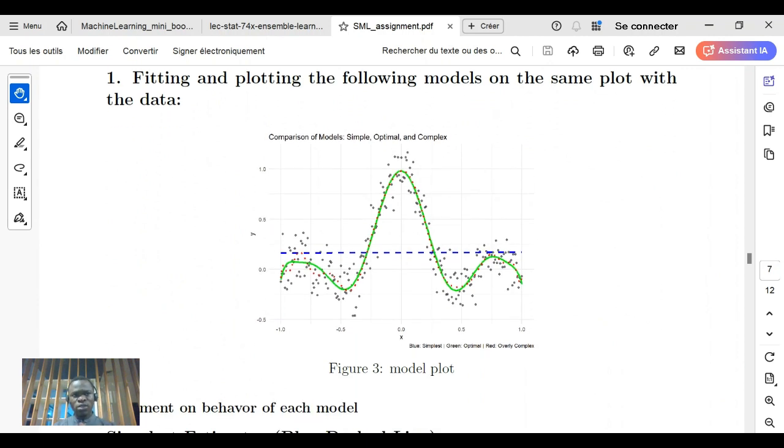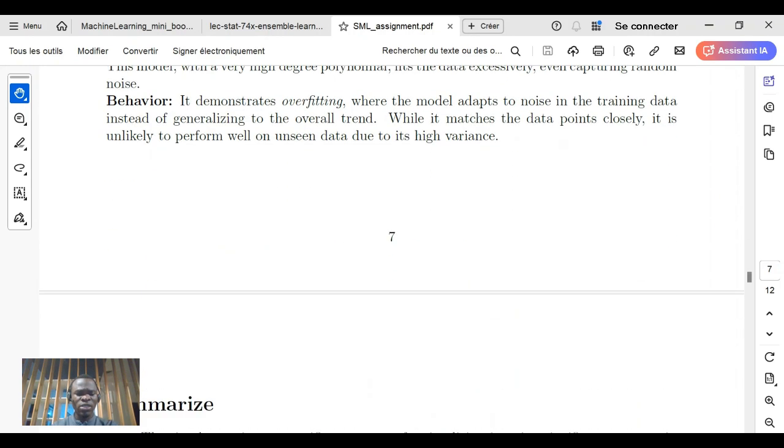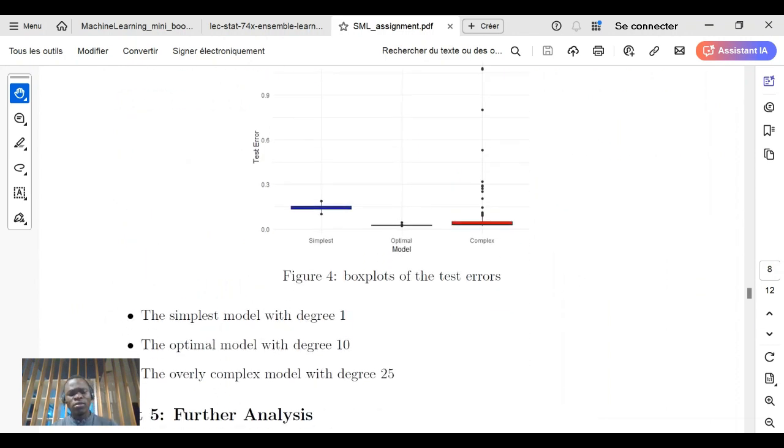Then we're going to draw all of these models. After finding the smallest degree, we choose p equal to 10. Here we draw these three models: the simplest one, the sweetest one, and the complex one. We can notice how they fit the scatter plot, and then we check if the difference between these models is really significant. We draw the box plots of the test error of each model, and see that the simplest one has the highest error, the optimal one has the smallest, and the complex one is somewhere in between.